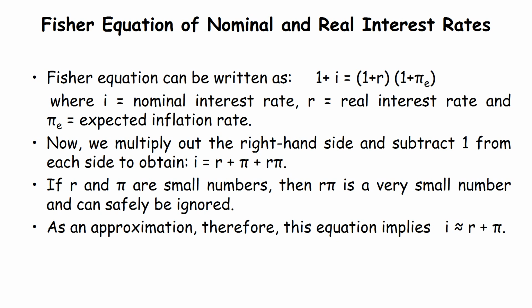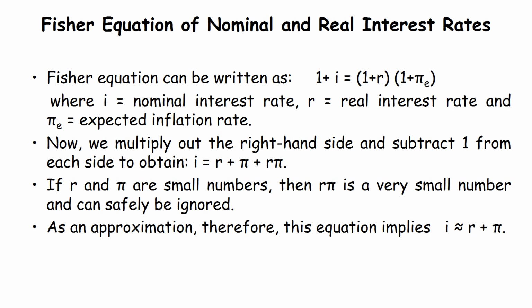The Fisher equation can be written as 1 + i = (1 + r)(1 + πE), where i is the nominal interest rate, r is the real interest rate, and πE is the expected inflation rate. Now we multiply out the right-hand side and subtract 1 from each side to obtain i = r + π + rπ.